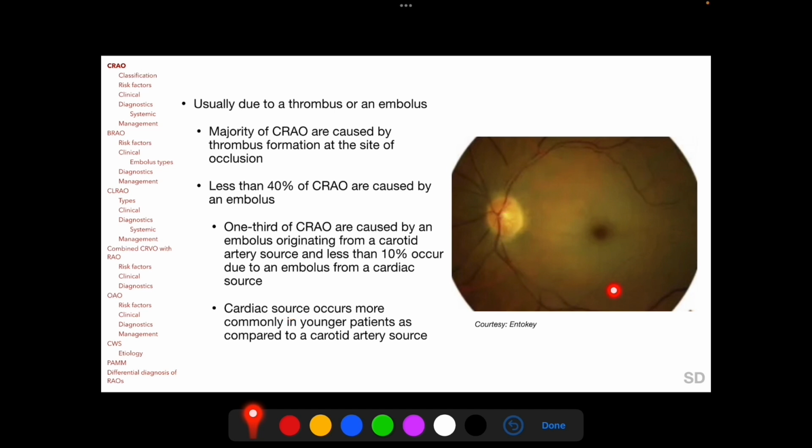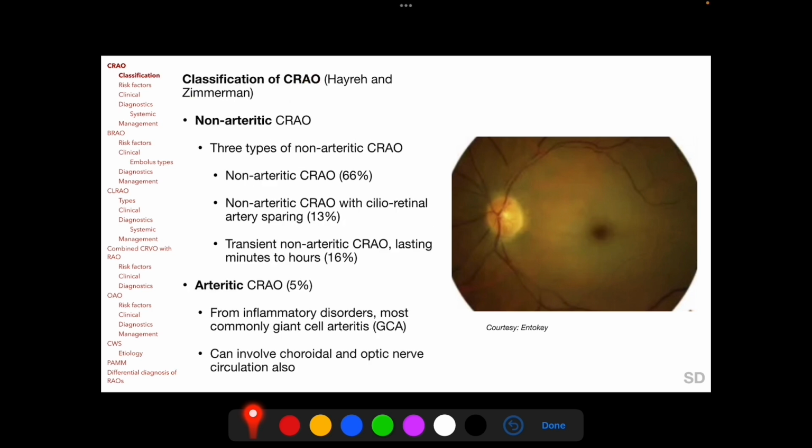This clinical photograph shows the typical appearance of central retinal artery occlusion, with diffuse retinal whitening in the posterior pole with a central cherry red spot in the fovea. CRAO has been classified into non-arteritic and arteritic CRAO, with non-arteritic CRAO contributing to 95% of all CRAOs.